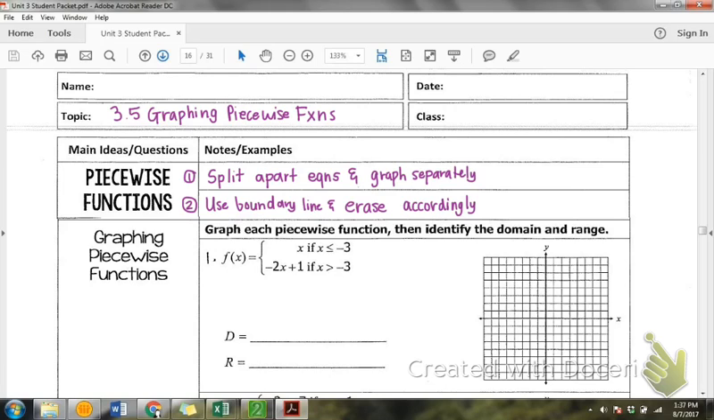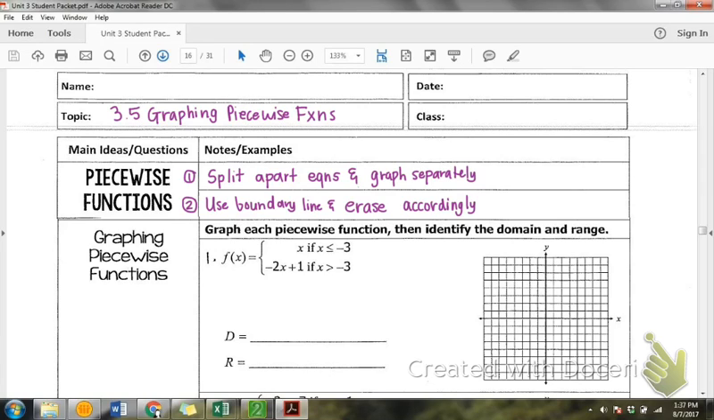So the definition of piecewise function is that you have pieces of two functions, sometimes 3, but pieces of 2 functions that you only want a portion of that graph. Okay? So that's what we're going to do here. We're going to draw 2 graphs, but I only want a portion of each one.